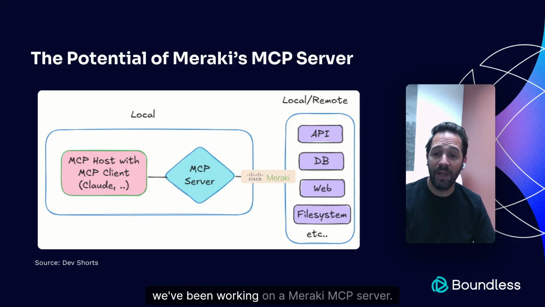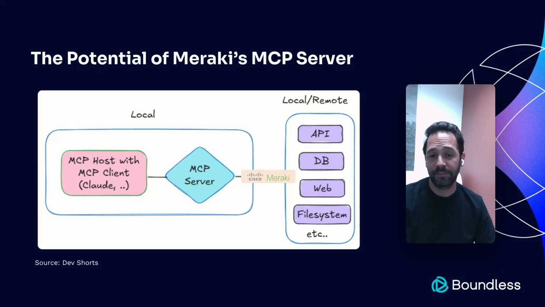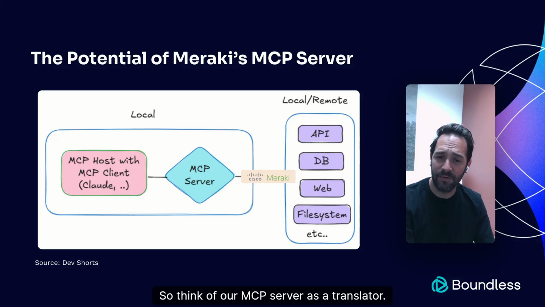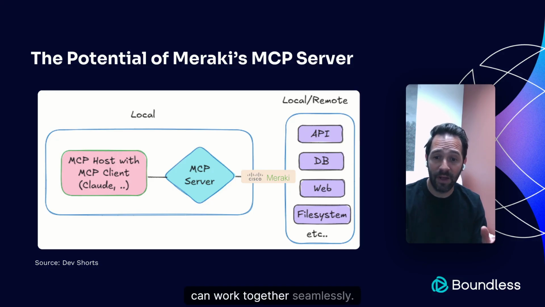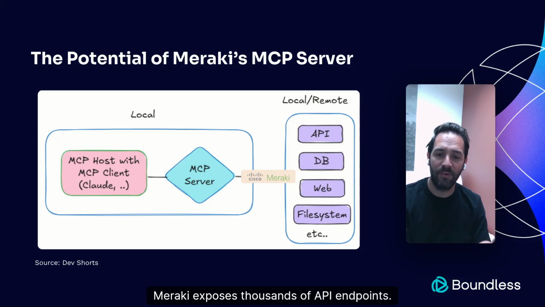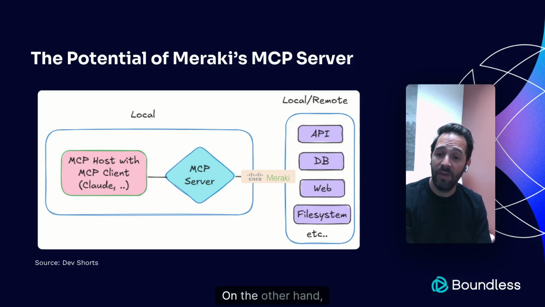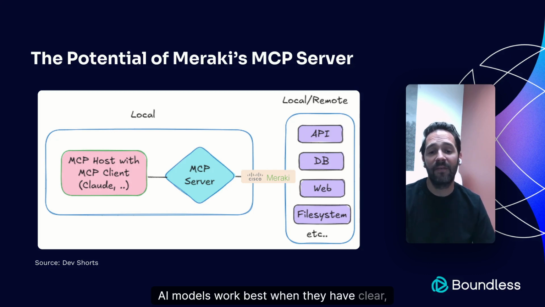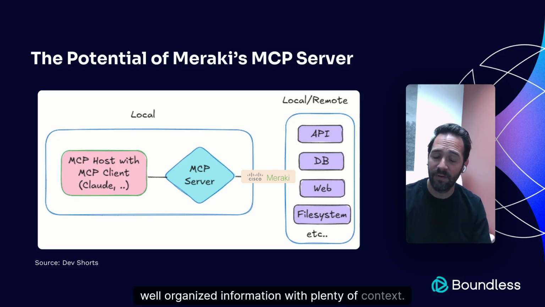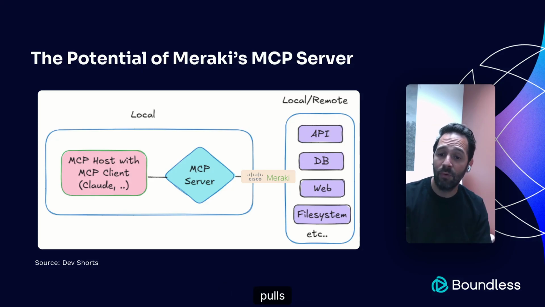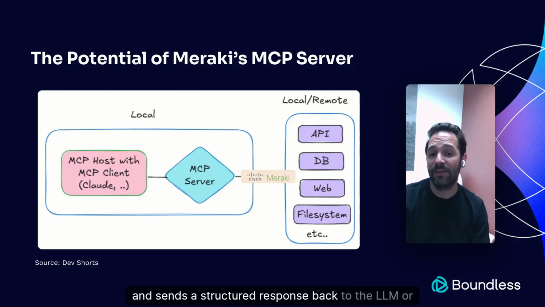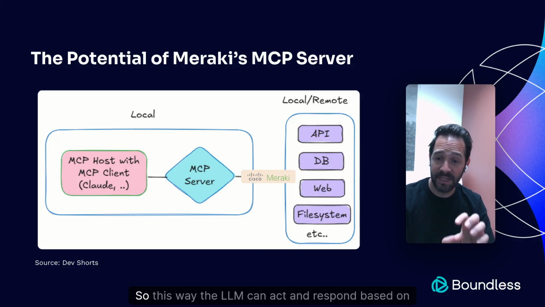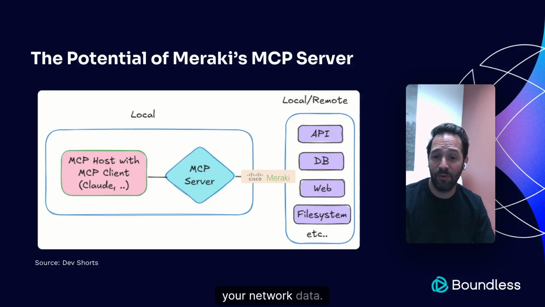At Boundless, we've been working on a Meraki MCP server. Think of our MCP server as a translator. It's going to help your Meraki network talk to AI models so that they can work together seamlessly. Under the hood, Meraki exposes thousands of API endpoints, useful but they're raw. On the other hand, AI models work best when they have clear, well-organized information with plenty of context. The MCP server pulls from Meraki exactly the data you asked for and sends a structured response back to the LLM or kicks off automations. This way, the LLM can act and respond based on your network data.